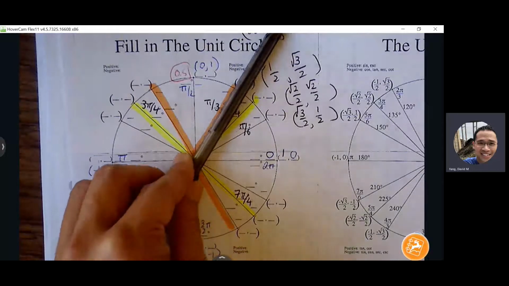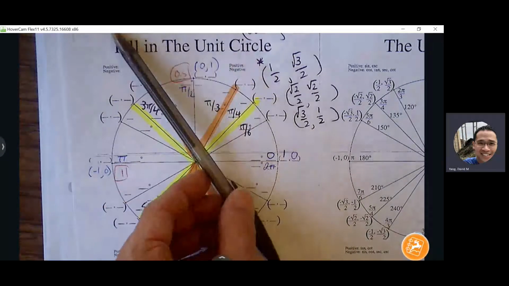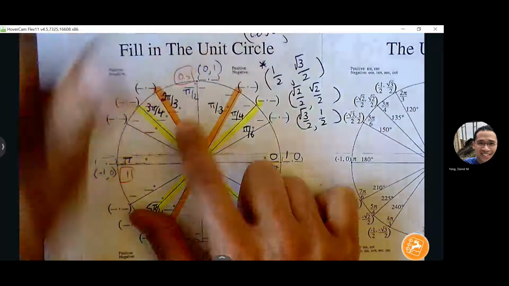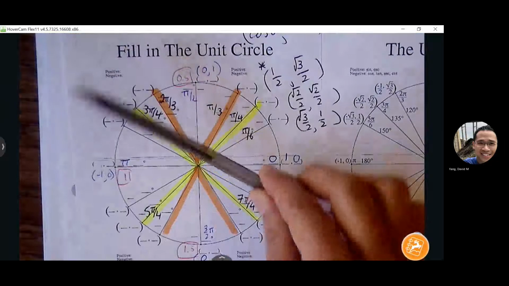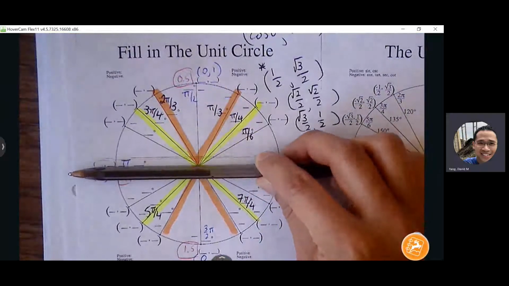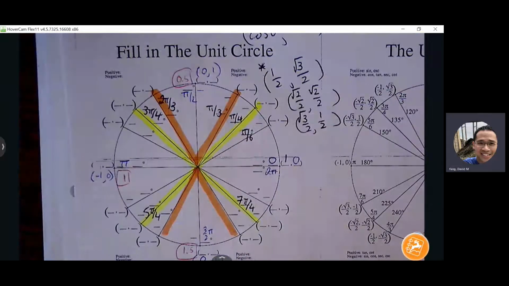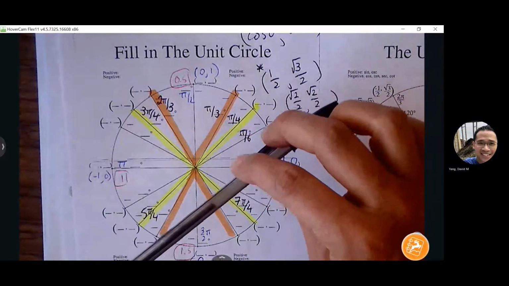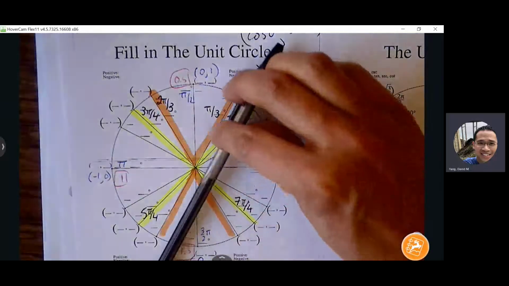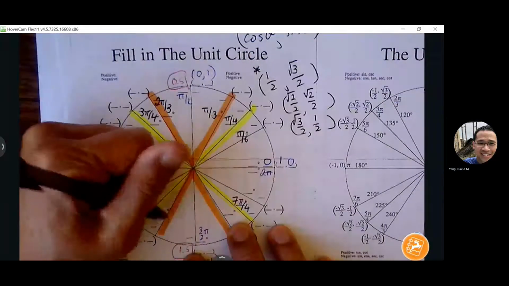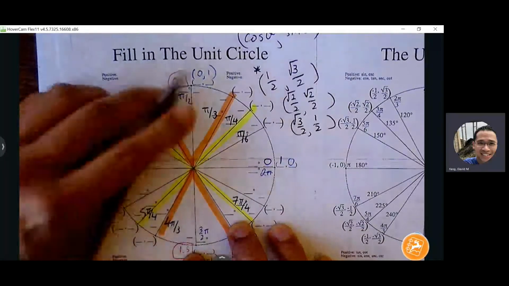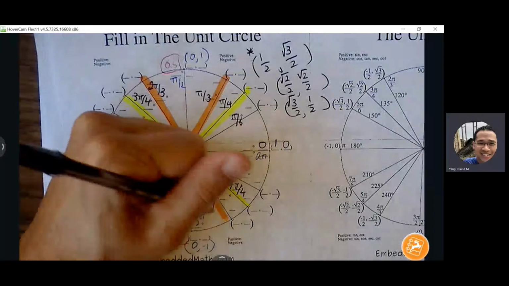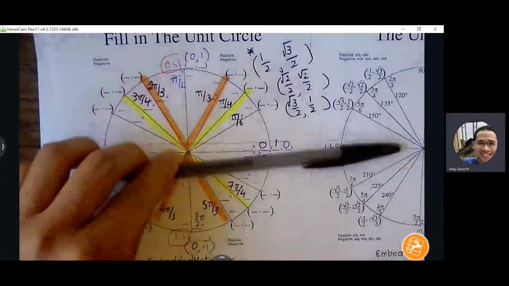1/3. What's next? 2/3. That's an open slot there. We'll fill that in. Next up, 3/3. That's a duplicate. We skip over that. Next up, what's after 3/3? 4/3. We have an open slot. Next up, 5/3. We have an open slot. Plus 1/3, 6/3. That's 2, so we stop.